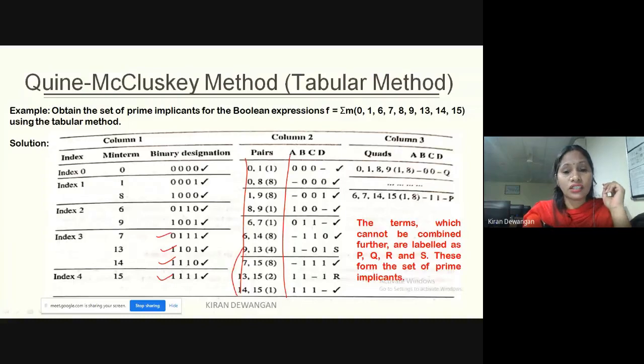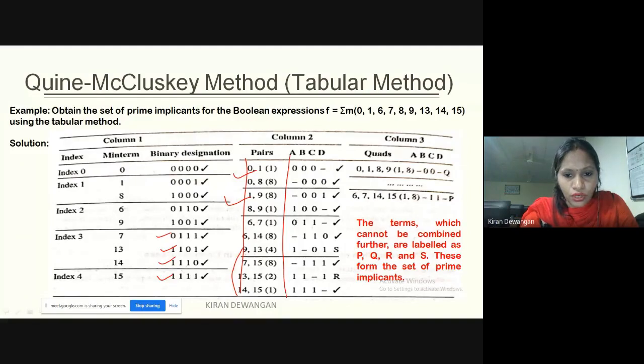Now we have got the different groups by comparing index 0 and 1, index 1 and 2, index 2 and 3, and index 3 and 4. So we have marked it by a line. This is how we'll compare for quad formation. For quad formation we'll check this group and this group. Again we'll check for a single bit difference. And the important thing: the dash position should be the same. If the dash position is the same, we'll check the rest of the 3 bits. If there is only 1 bit difference, then it will form a quad.